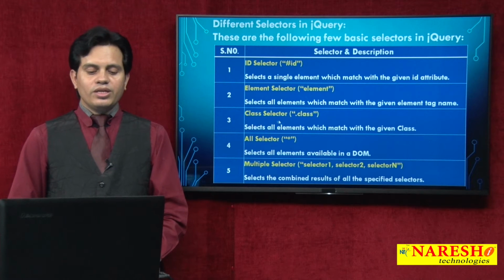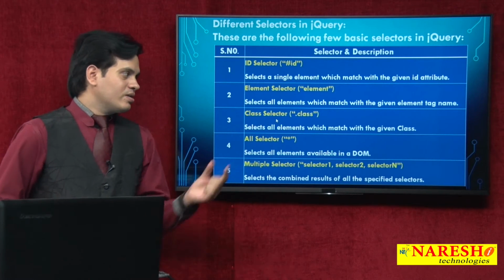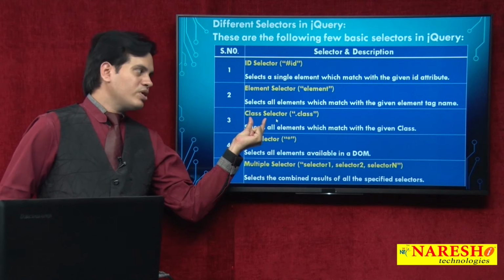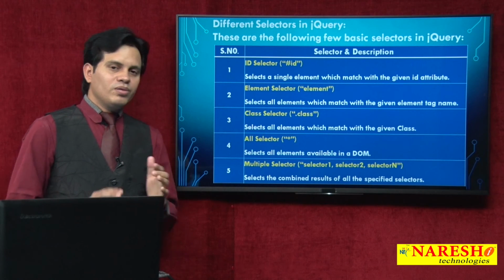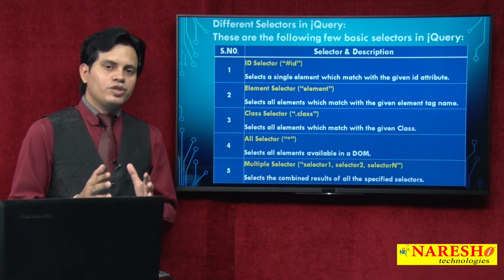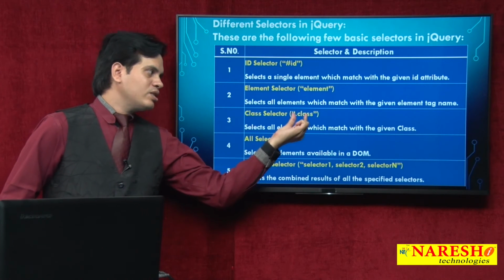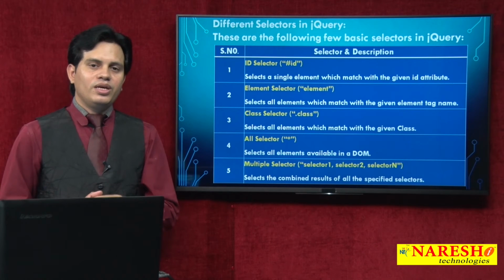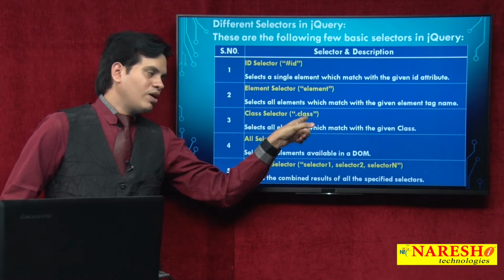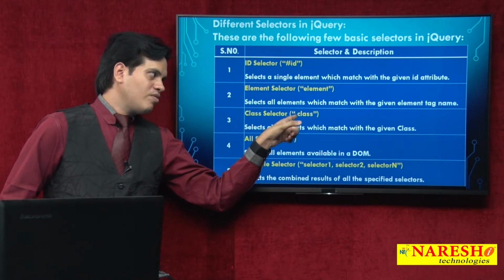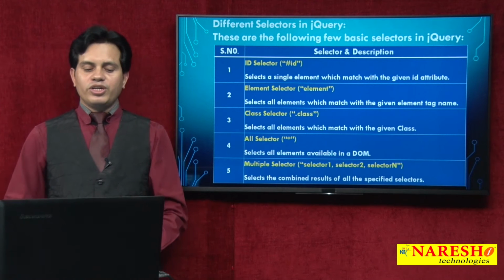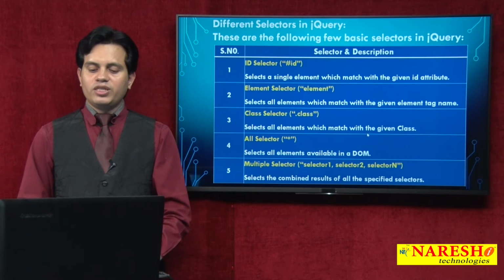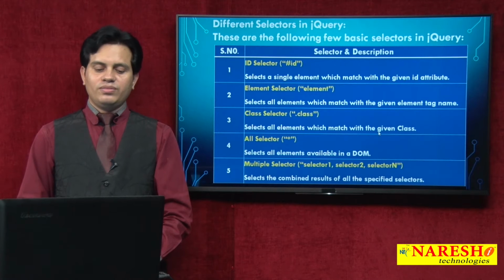Third one is the class selector. This is also very important. It is going to select all the elements which use the class name that has been specified. And in this selector expression, the class name that is specified must start with the dot symbol. So it selects all elements which match the given class.